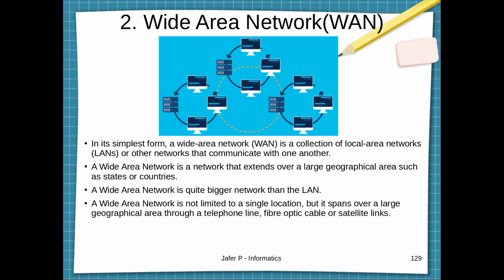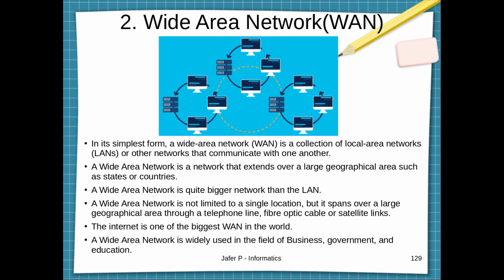A wide area network is not limited to a single location, but spans a large geographical area through a telephone line, fiber optic cable or satellite links. You can connect through any media: telephone line, fiber optic cable, or satellite wireless connection. The internet is one of the biggest WANs in the world. You know what the internet is? Internet is connected to each and every point of the world, so the internet is the biggest WAN, wide area network. The wide area network is widely used in the fields of business, government and education, right?